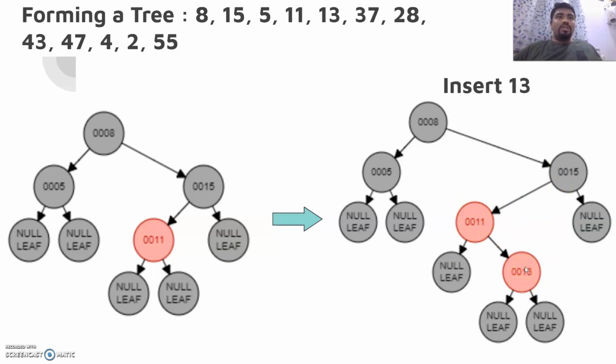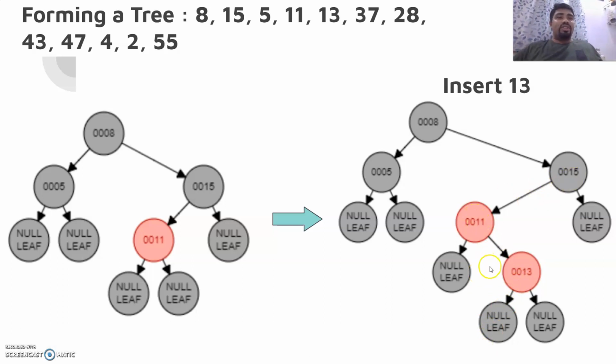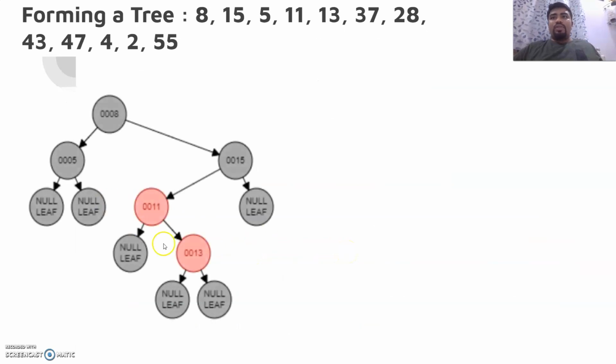So how should you perform this rotation? I had explained that we perform the left rotation from below, then we recolor the grandparent and the parent, and then we perform the right rotation. So let's see how it works. You can clearly see it is written over here. In LR rotation, we perform the left rotation from below, then we recolor the grandparent and parent, and then we perform the right rotation. So how is it going to happen?